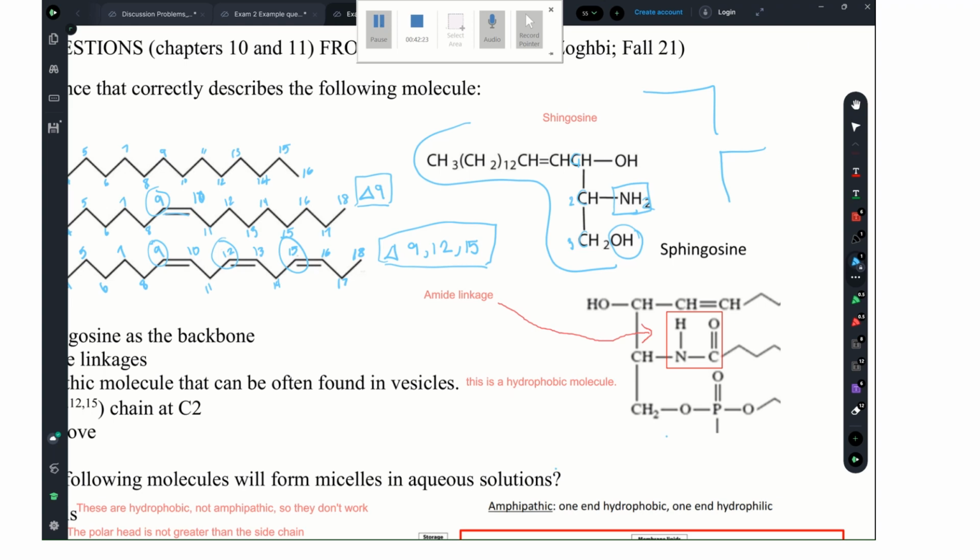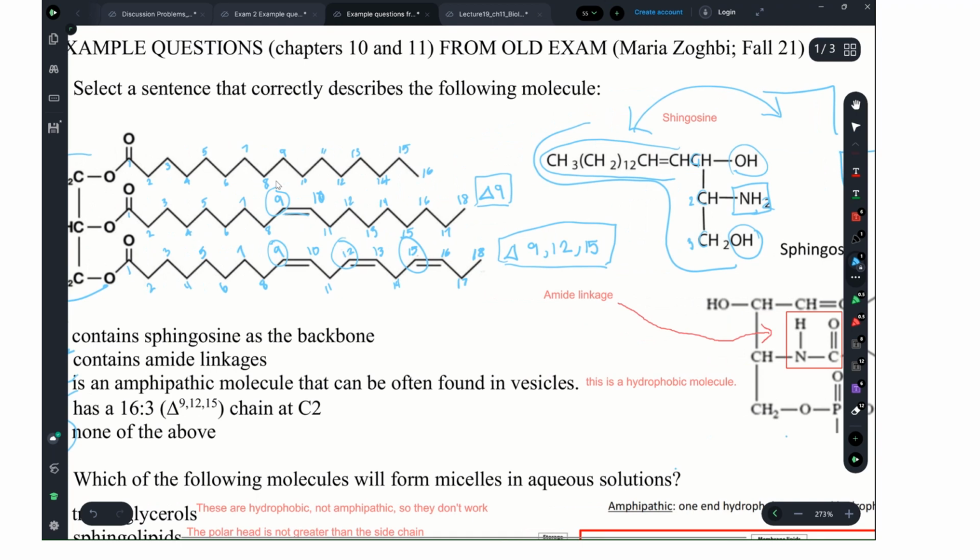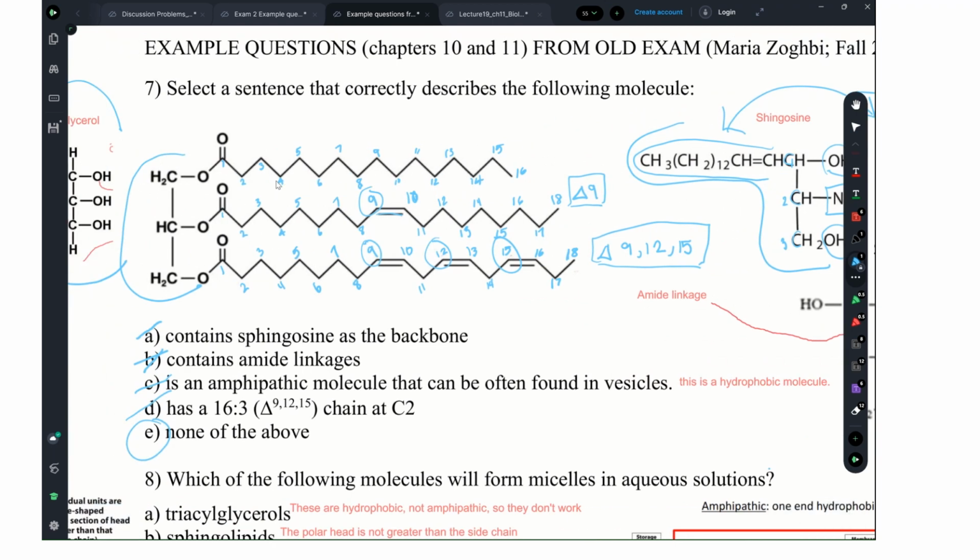And then to carbon 1, we have an alcohol on one side, and then this really long carbon and hydrogen chain. And then these guys can switch places, so don't be confused if you see it on the right-hand side all of a sudden. Okay. So, does this molecule contain sphingosine as a backbone? The answer is no. And the way that you can tell is that there's no nitrogen at carbon number 2. Okay. So you know that this is glycerol. Okay, so A is not true.